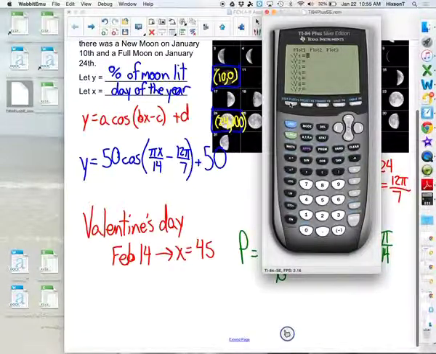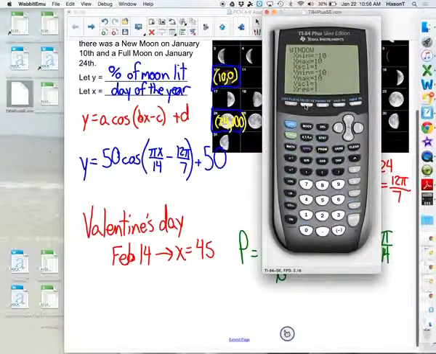So here we have 50 cosine of pi x over 14 minus 12 pi over 7. Watch your parentheses. Make sure you have parentheses around the whole pi x over 14 minus 12 pi over 7. And then plus 50.